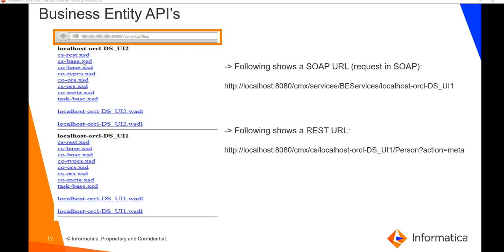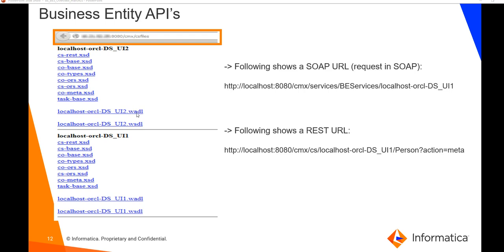So here we have put a screenshot. Now I have generated my business entities. If you go to the browser and put your host port followed by the CMX CS file, you'll have all the business entity service related APIs available. You'll get two files: one is the YDL and the other is the WSDL.